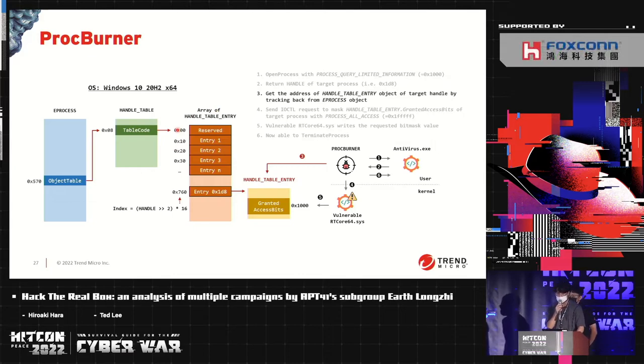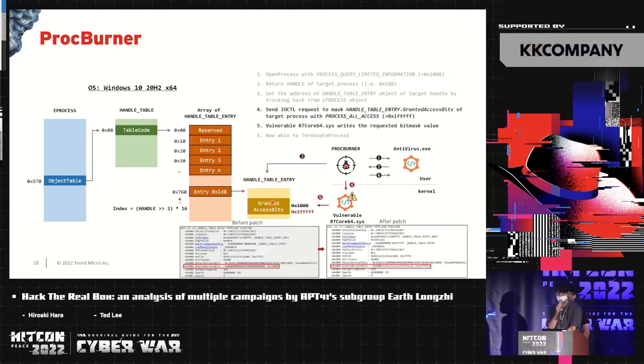Then we can get the index of the target handle by calculating based on the target handle. We got the handle ID 0x1DA, do a 2-bit right shift and multiply by 16, so we get the index. Now we get the address of the target handle's handle table entry structure.